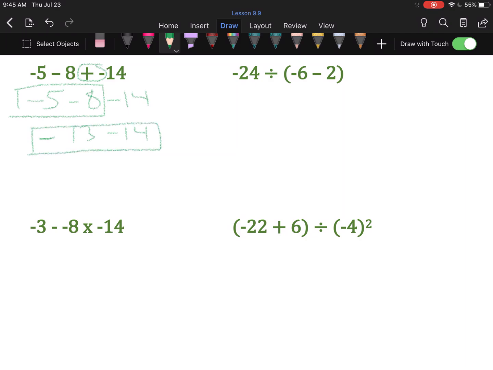Those have the same sign. They're negative 13 and negative 14. So keep that negative, add the numbers. 13 and 14 make 27.